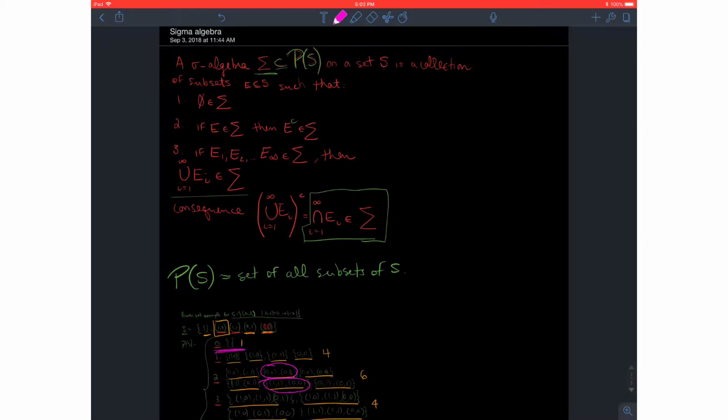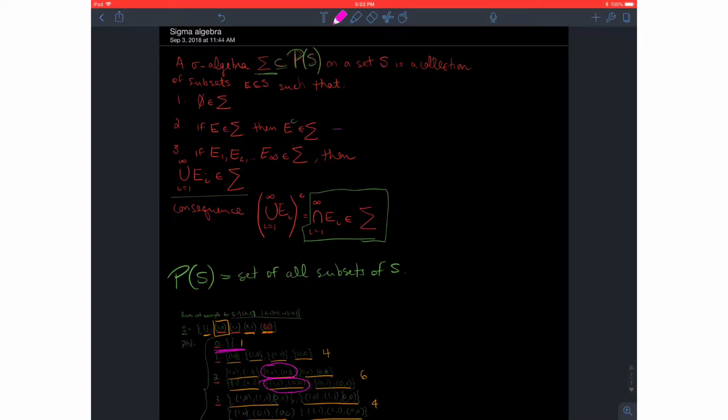Okay, so the first rule of sigma algebras is the empty set is an element of the sigma algebra. The second rule of sigma algebras is that if you have E, which is a set in a sigma algebra, then its complement in S is also part of the sigma algebra.